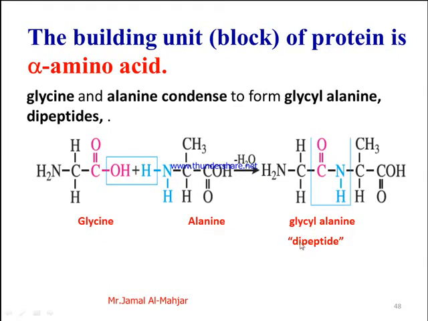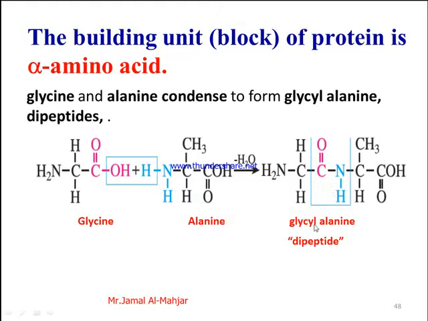And this di is related to how many amino acids? Not to the bond, because I have only one bond, one peptide bond. But the family of this compound is called dipeptide. So di is related to how many amino acids? I have two amino acids, that's why we call it dipeptide, but we have only one peptide bond.